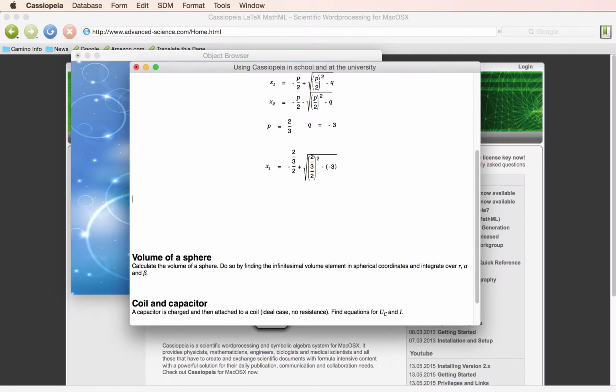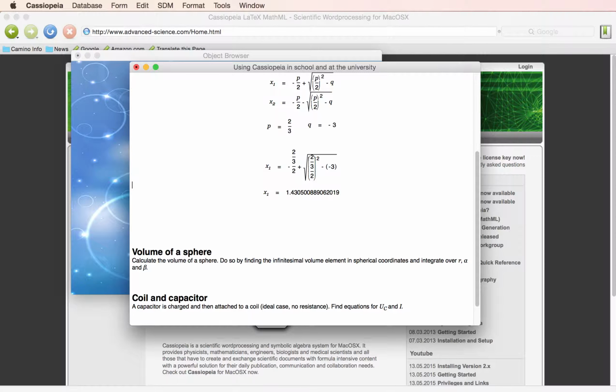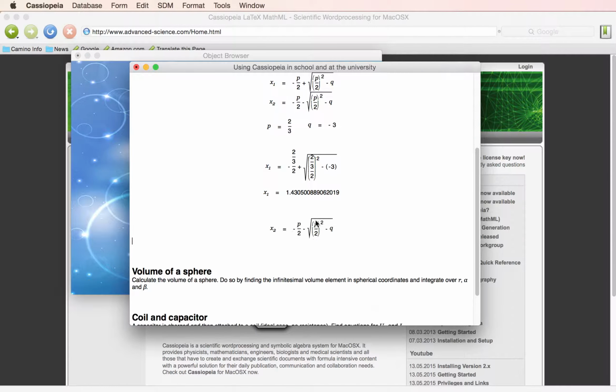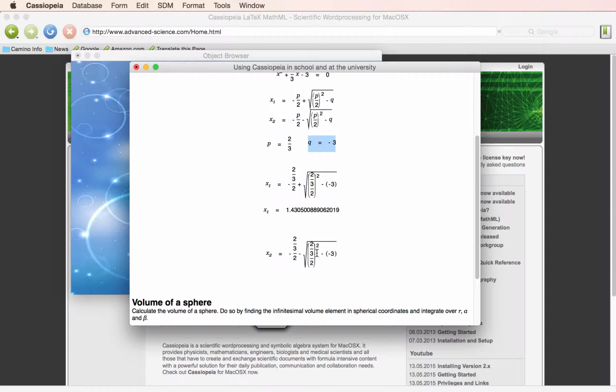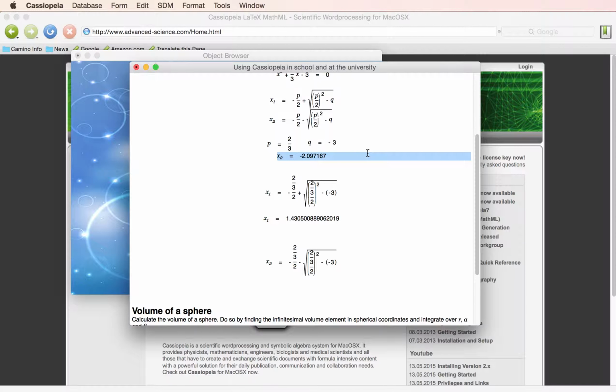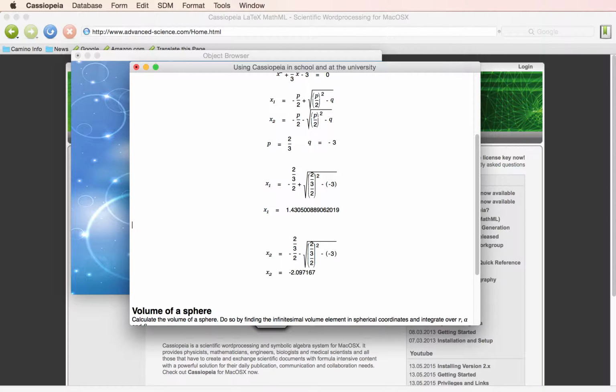Now we can make use of a new feature of Cassiopeia, which is a Command-Alt double-click to solve such an equation and calculate the actual number. We do the same for the second solution. Drag in the values and do a Command-Alt double-click.